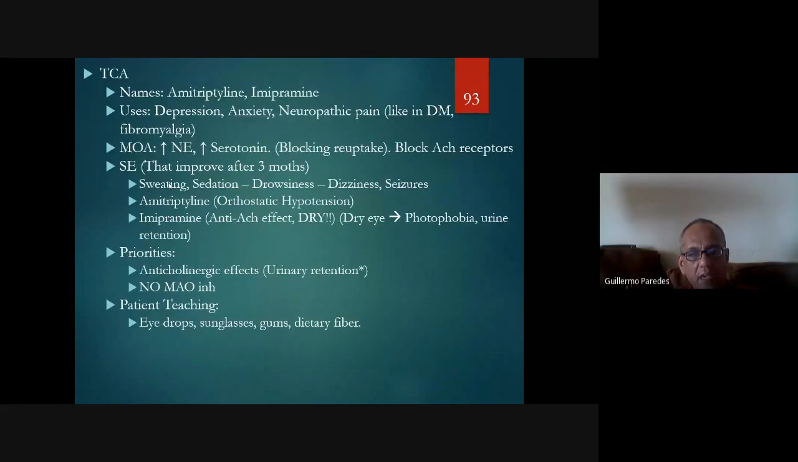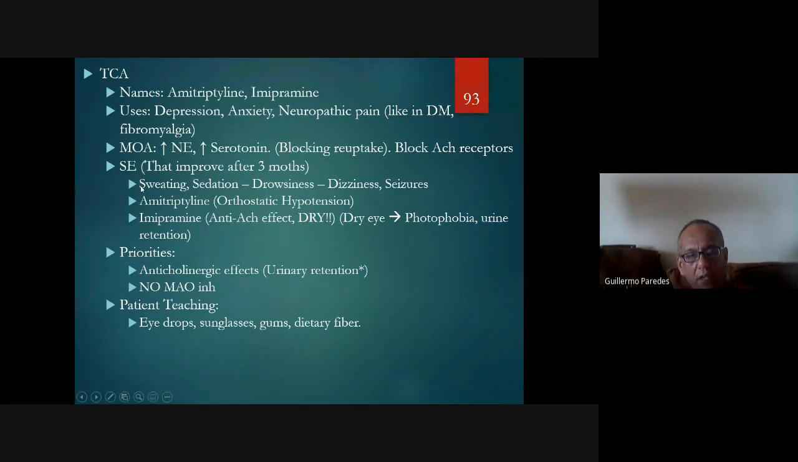The TCA is imipramine, that is the prototype. They use it for depression, anxiety, and neuropathic pain too. So they can be used for fibromyalgia. So we have two already now, SNRI and TCA, for fibromyalgia.